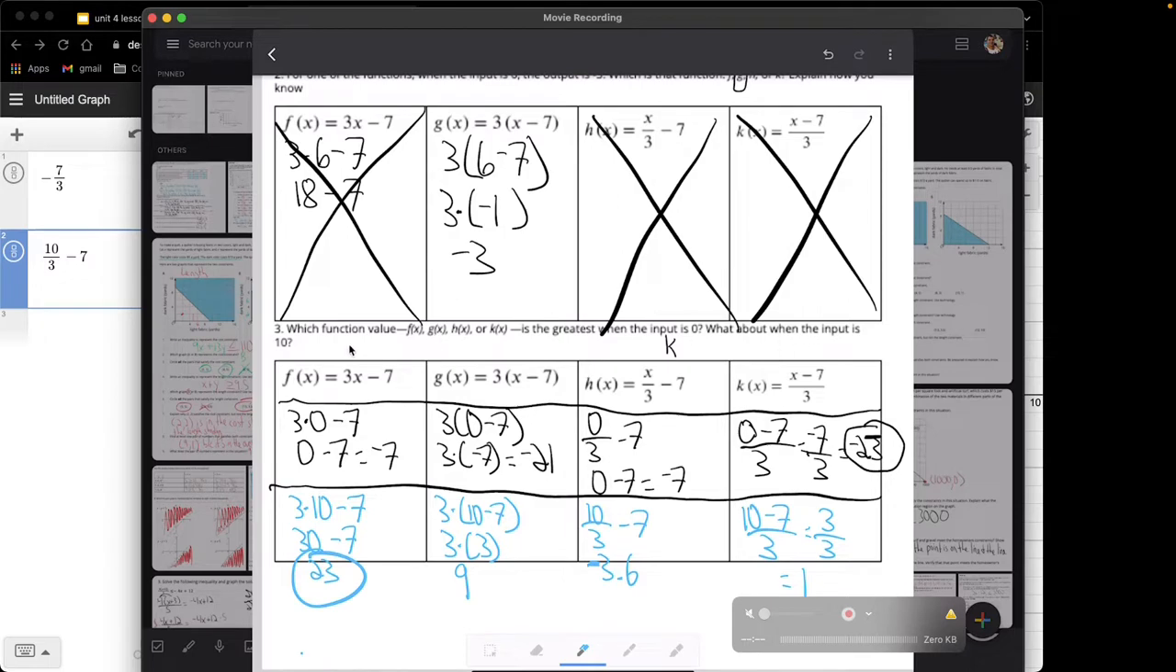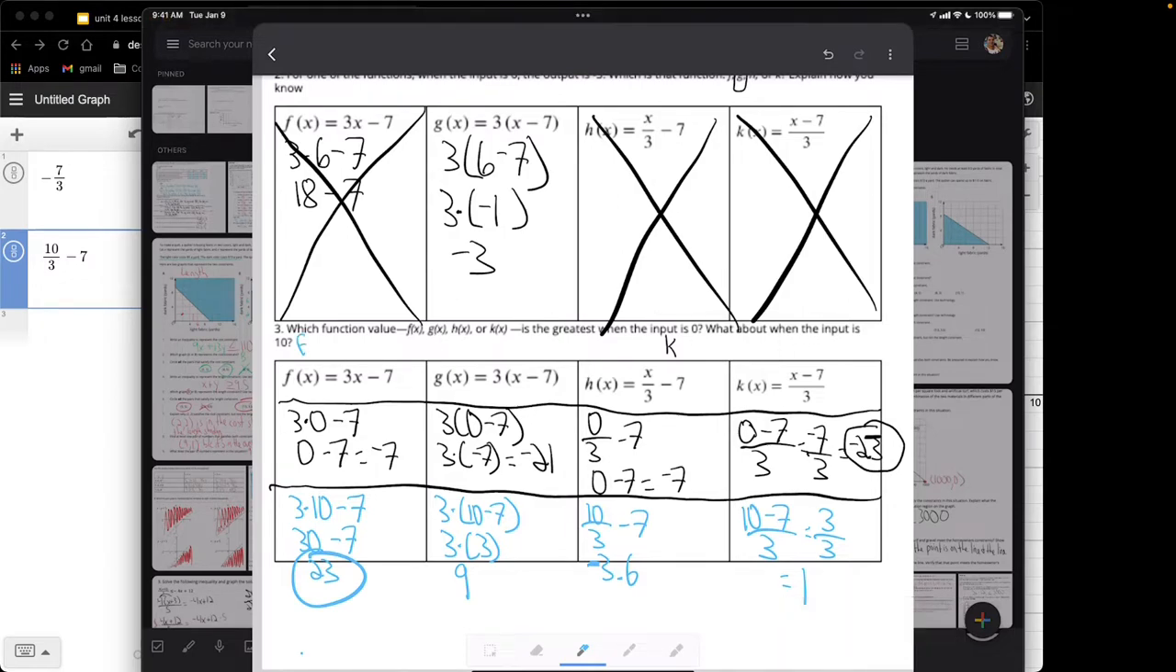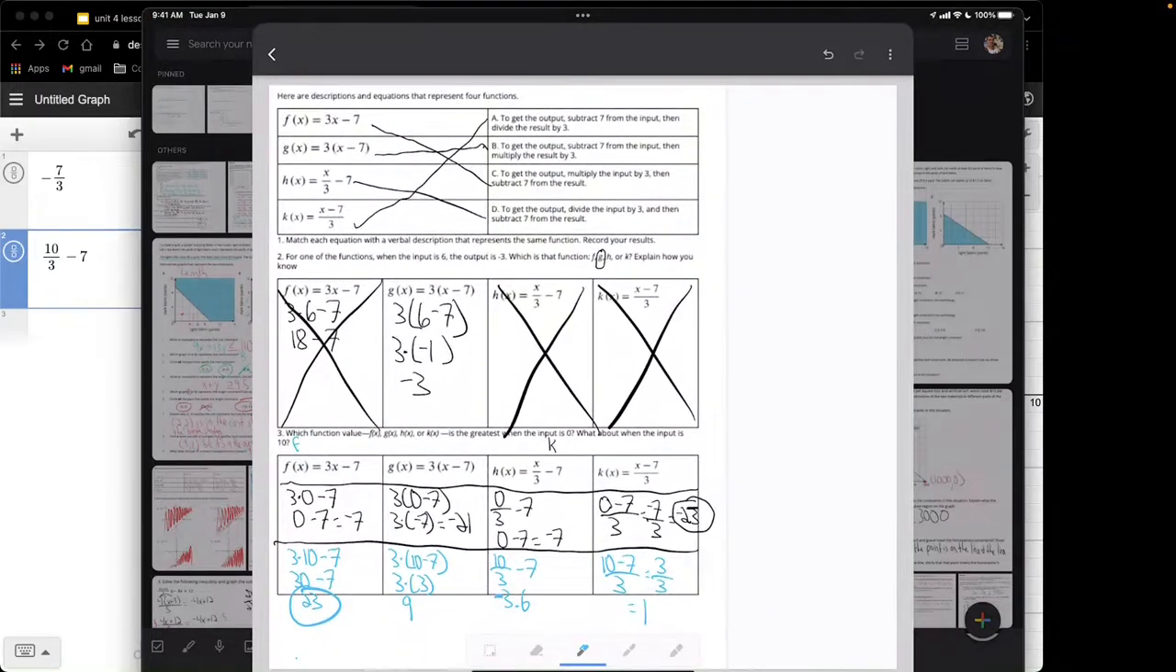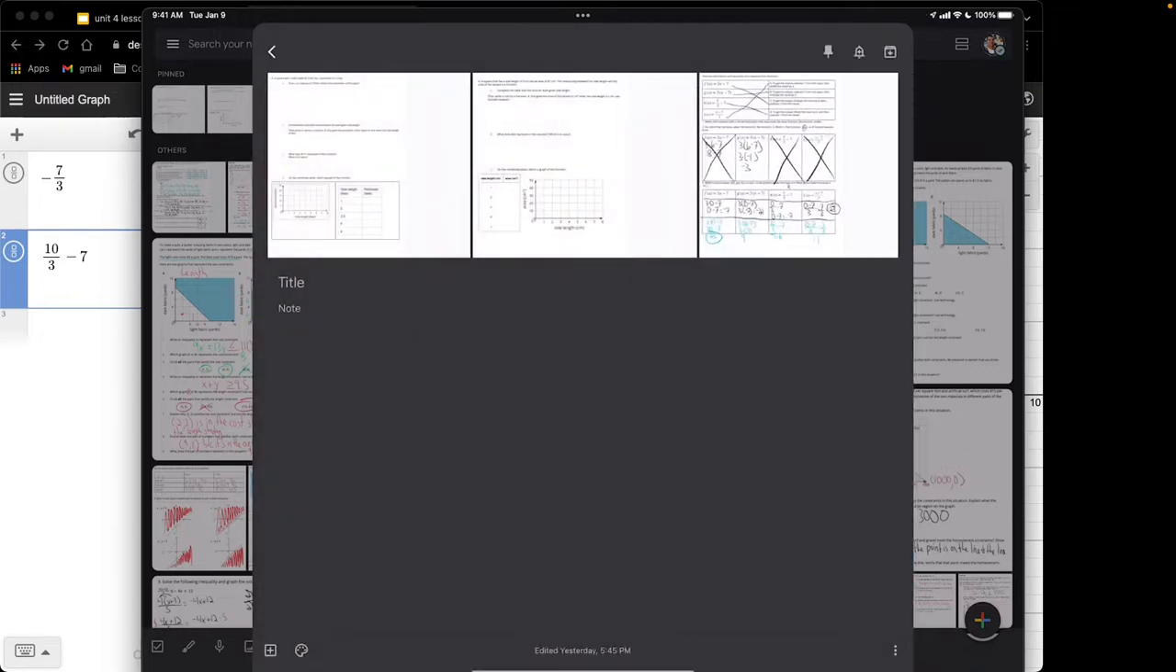So when the input is 10, the function f has the largest value. When the input is 0, the answer is function k. And when the input is 10, then the answer is function f. Okay, so that is it for the first page. Okay, let's go to the second page.